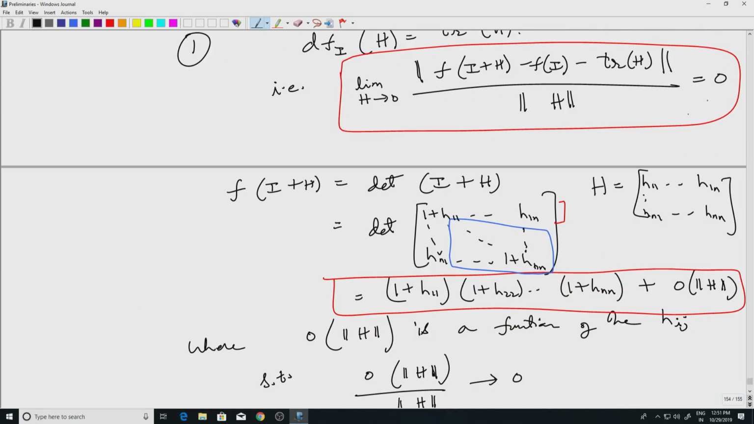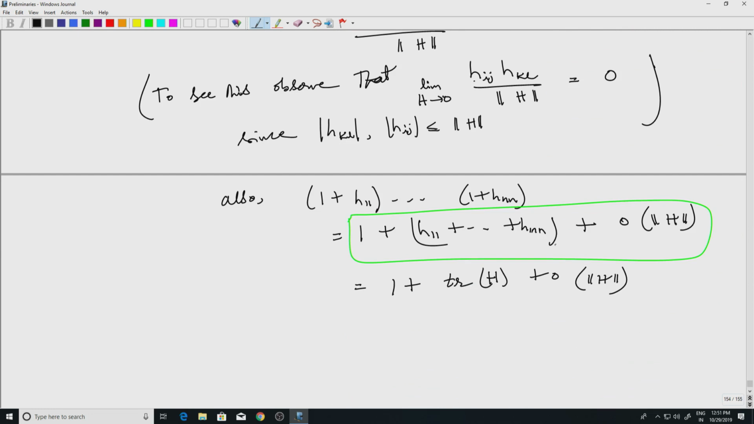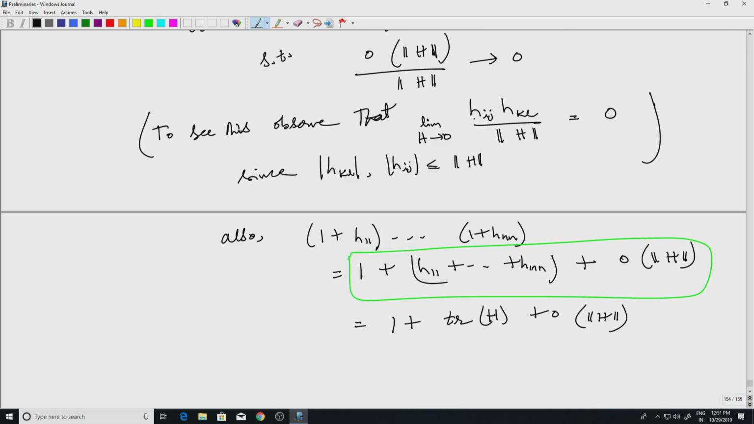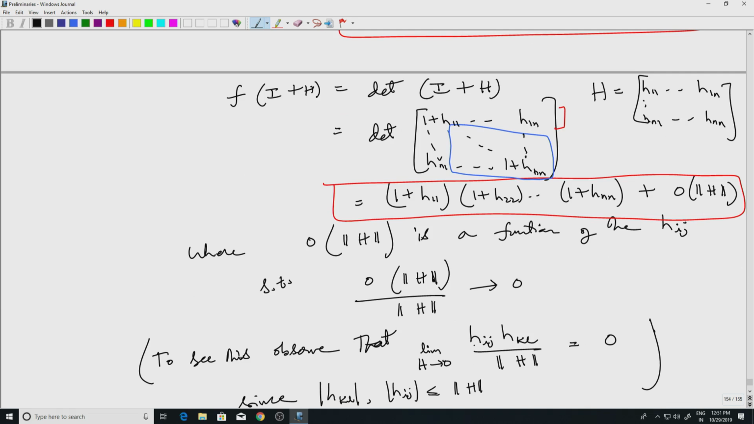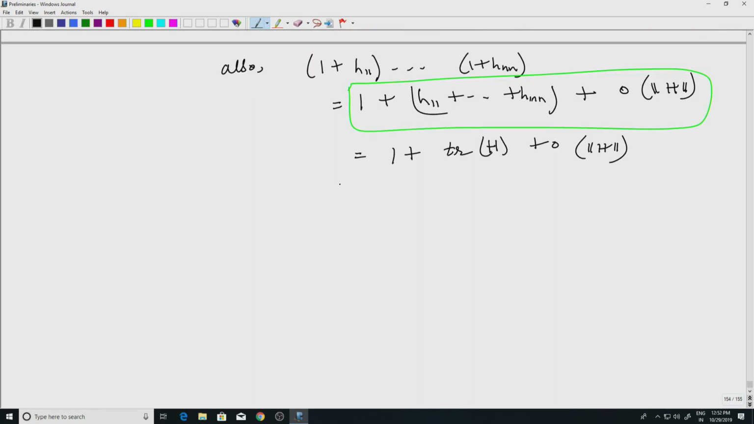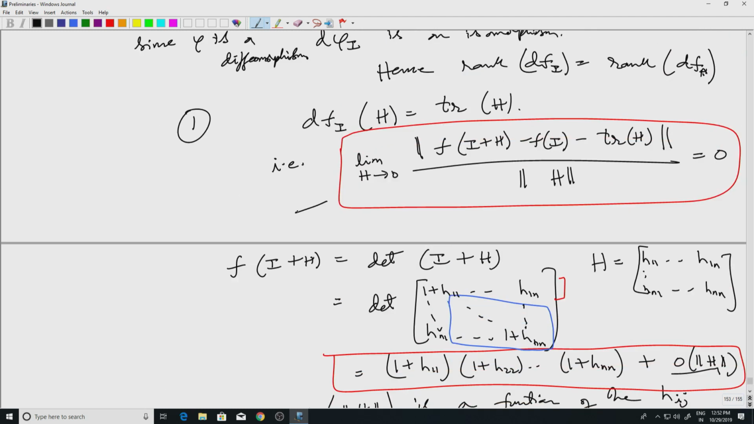And f of I is also 1. So that one cancels with the one coming from f of I plus h, and the trace h cancels with this trace h here. So I have one small o of norm h coming from here and another one coming from this. I can combine the two and get another small o of norm h, another function. So the limit of this will boil down to the limit as h goes to 0 of small o of norm h.